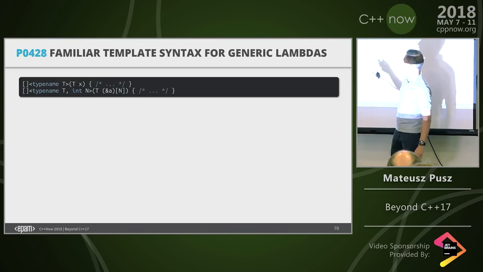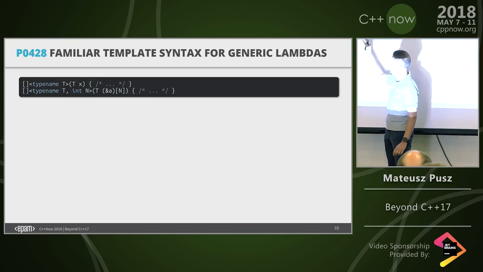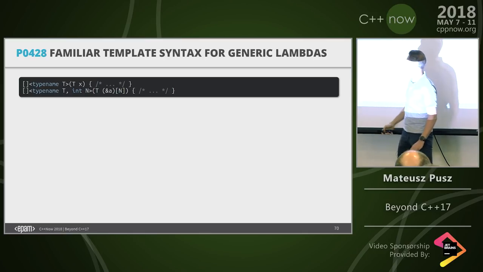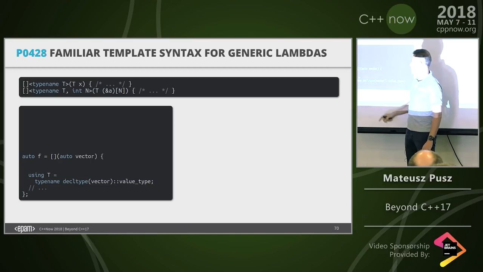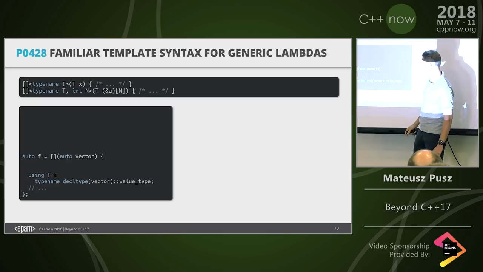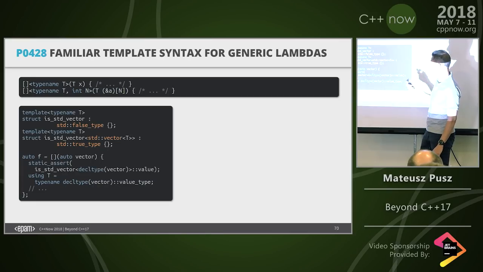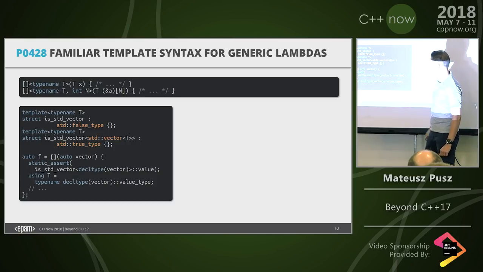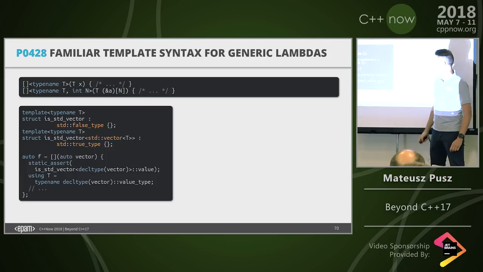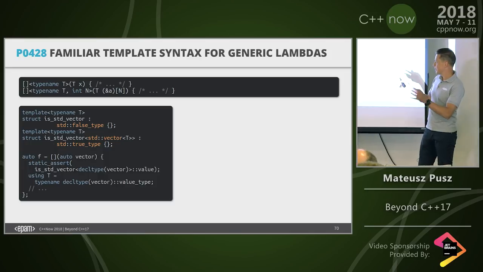Basically, you are providing this for generic lambdas, and you provide exactly the types you would like to have. What does it fix? For example, let's assume that you have a lambda that takes a vector here, and you want to make sure that this is a vector. So, for example, you use the vector value type here, and you want to make sure that it is a vector to provide a nice compile time assertion. So you had to write your own type trait, saying it's a vector or not, depending on the things here. This is a typical type trait, and you provide a static assertion here, just to make sure that your lambda works with a vector of any type.